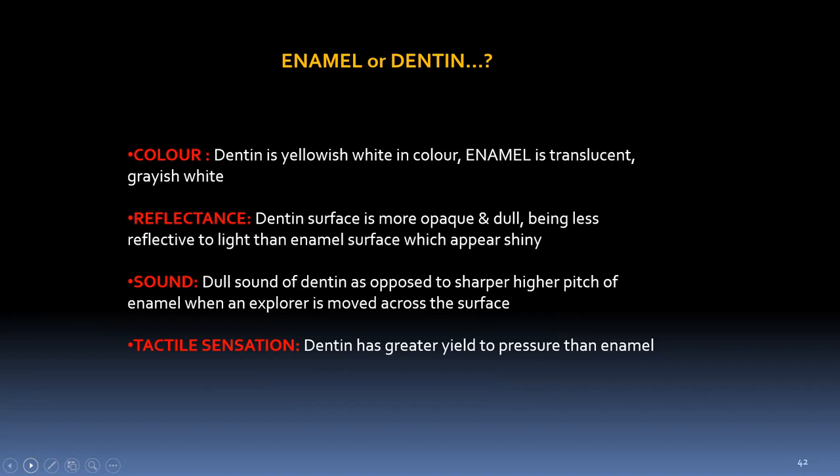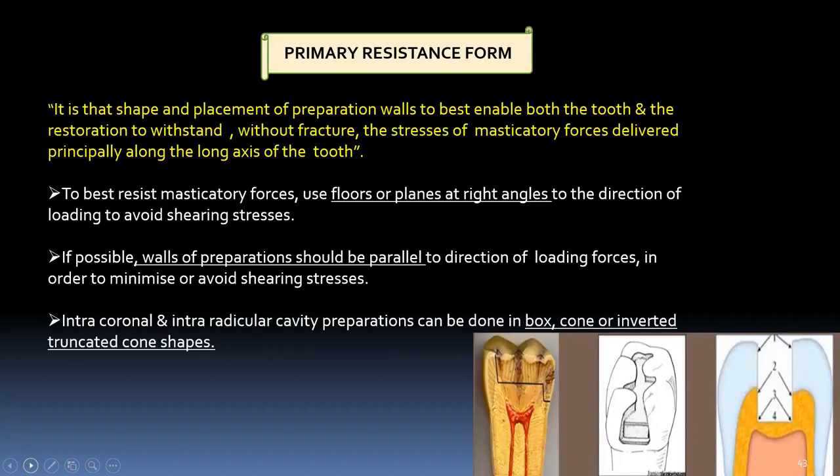In the case of color, dentin is more yellowish white, and enamel is a translucent grayish white. In terms of reflectance, the dentin surface is more opaque and dull, being less reflective to light than the enamel surface, which appears more shiny. Sound: there is a dull sound for the dentin, but in the case of enamel, there is a higher pitch when we are moving the explorer across the tooth surface. And tactile sensation: dentin will have a greater yielding to pressure than enamel.